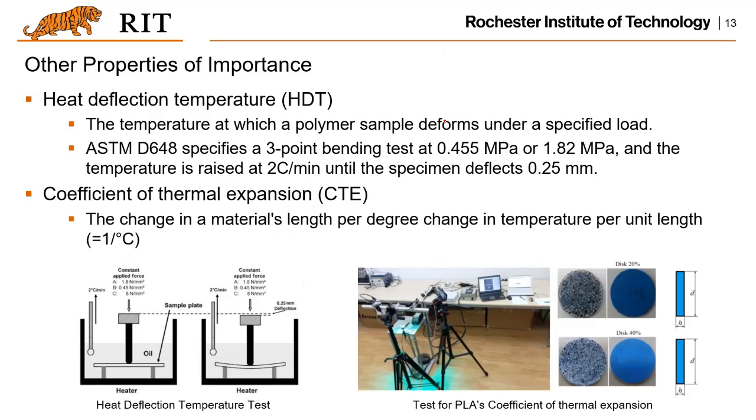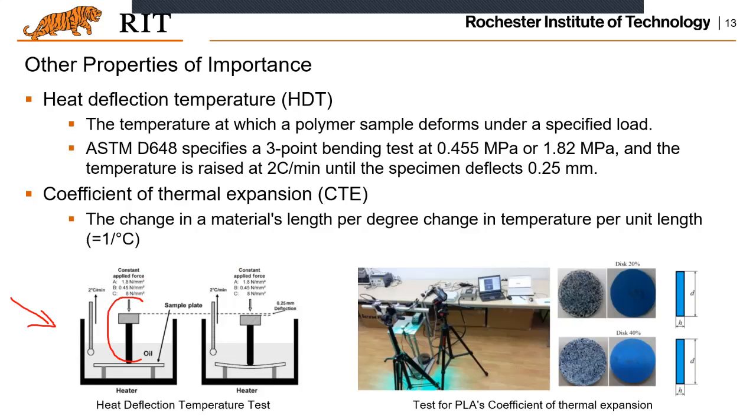Some other important properties, for example, the heat deflection temperature. Basically, that is the temperature at which a polymer sample deforms under a certain load. If you look at the heat deflection temperature test, there's a load applied to this beam, right? And when the temperature increases, this beam will be deformed, and how much it deforms will be recorded for this heat deflection temperature, right?